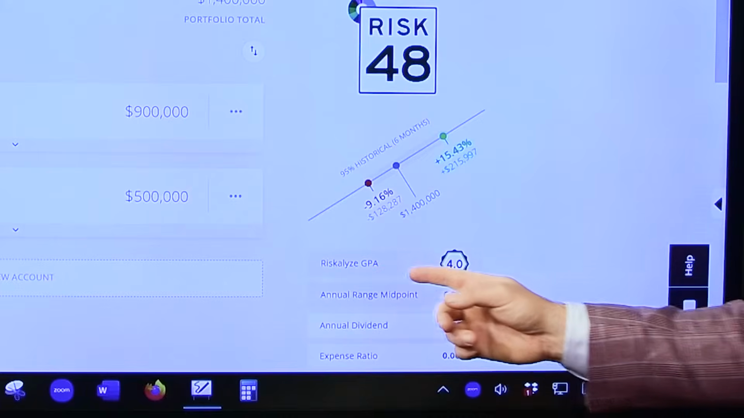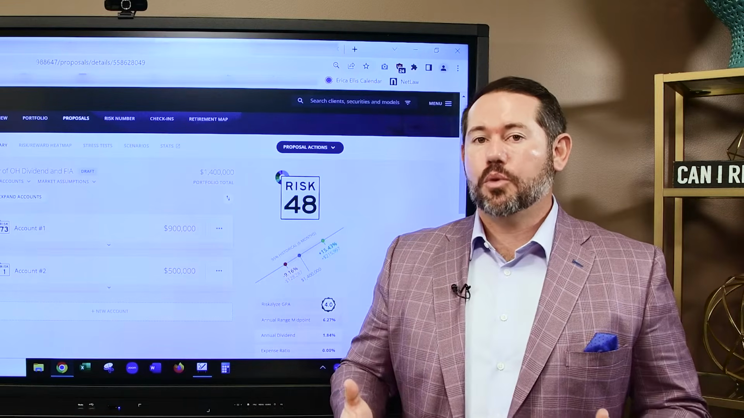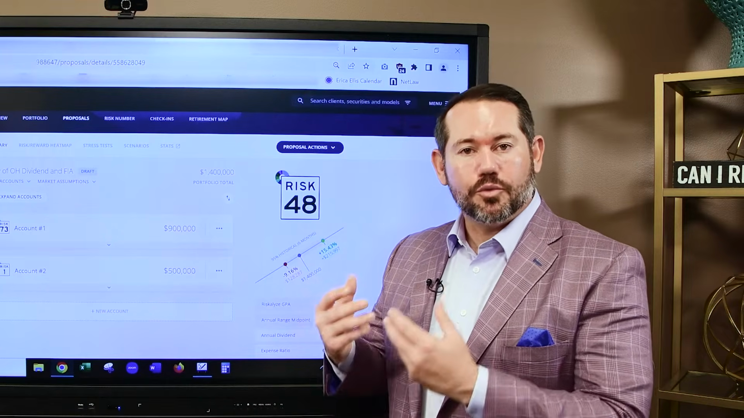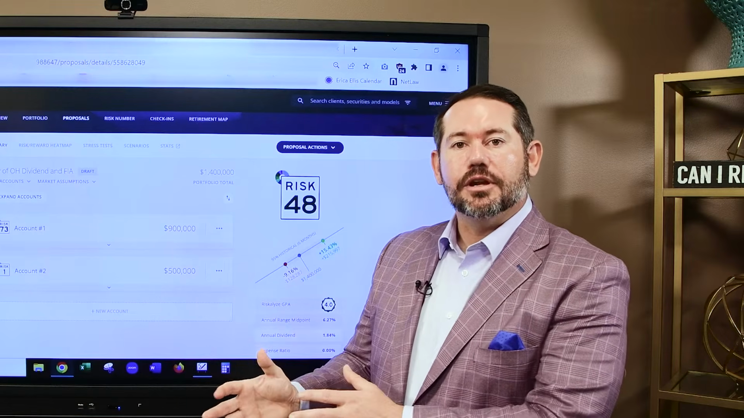Additionally, we've increased the GPA of the portfolio. So the maximum, according to the software, is a 4.3. So this means we're being properly compensated for the risk that we're taking. The expected return is the proper compensation for that risk.